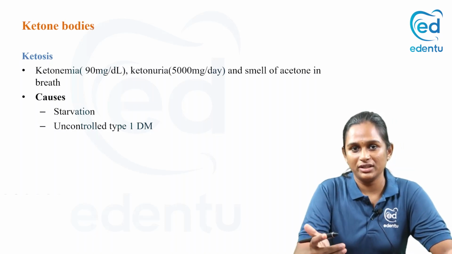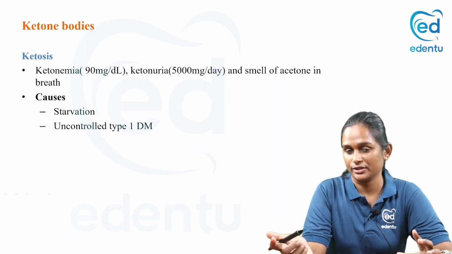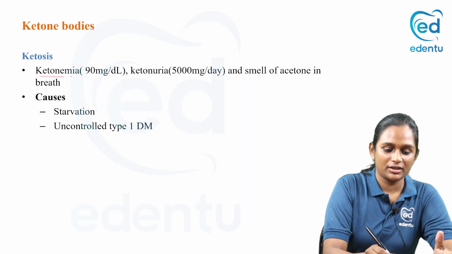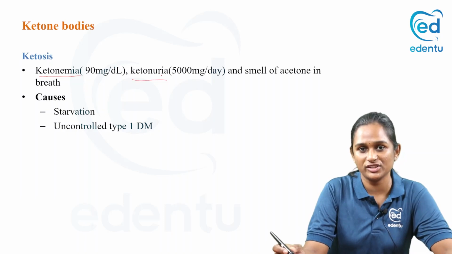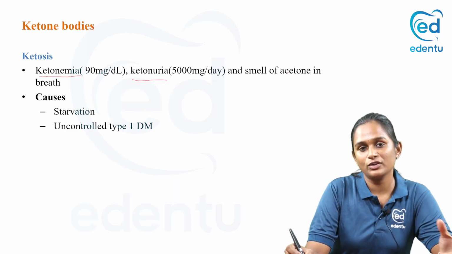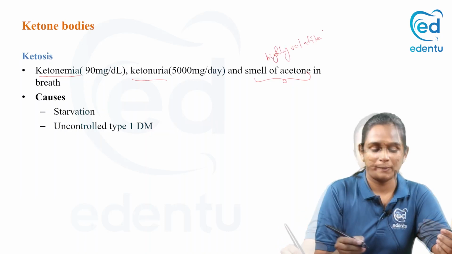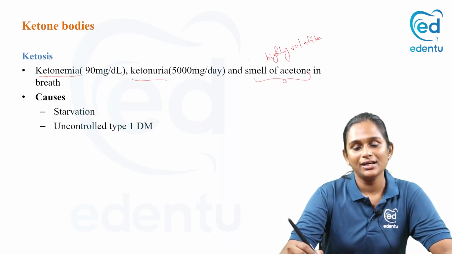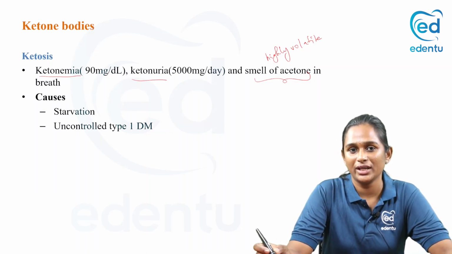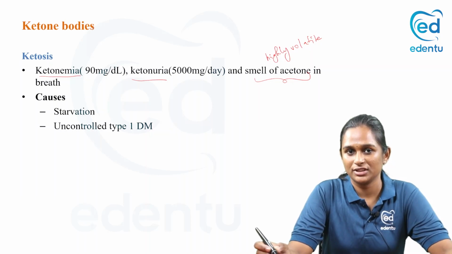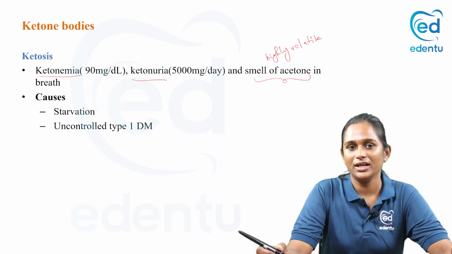Ketosis means there is an excess of ketone bodies in the blood and they are getting excreted in the urine. Ketonemia is excess of ketone bodies in the blood. Ketonuria is excretion of those ketone bodies in the urine. The person will also have a smell of acetone in the breath, because acetone is highly volatile. Acetone is produced from acetoacetate spontaneously, without any enzyme, by a decarboxylation reaction, and that acetone is exhaled via the lungs.